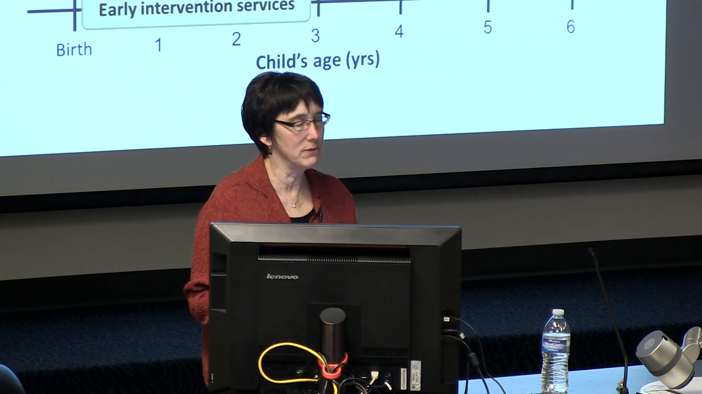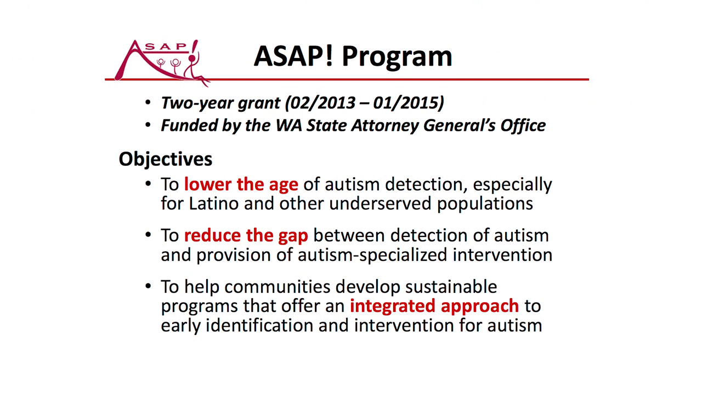So our overarching goal for autism detection is, this is my second favorite slide, we really want to move the age of diagnosis so that kids can actually get early intervention services, whether or not they're from an ethnic minority, and just reduce the gap. So that's the overarching goal.